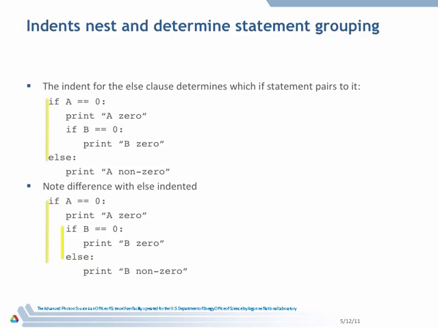Indentation really matters. The difference between these two sets of statements is the indentation associated with that else. Here, the else lines up with the if. So this else is done if this isn't true. But here I've indented the else more, and it lines up with this statement, so it's done if B is not 0.